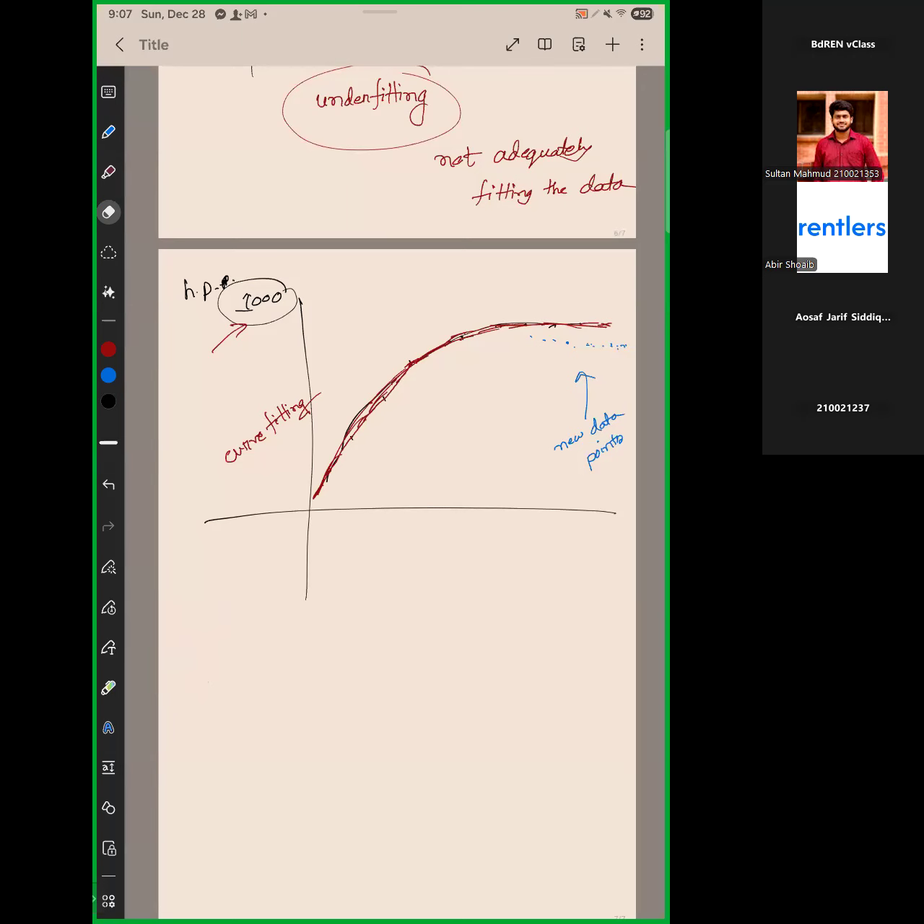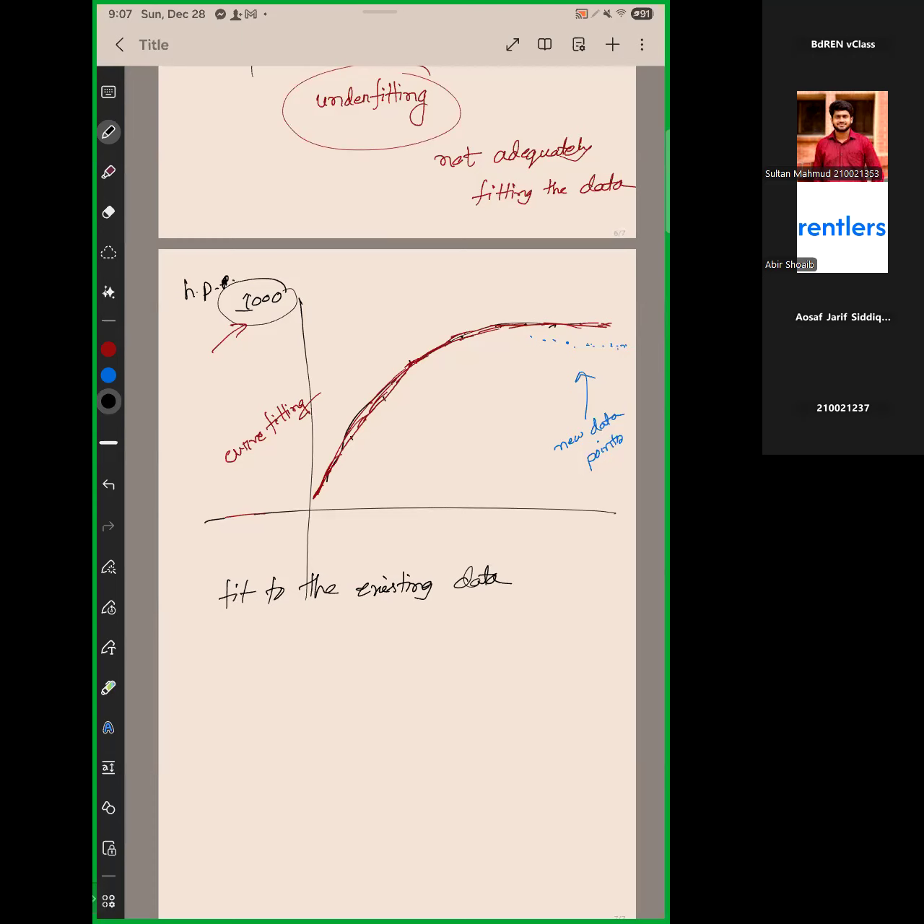Okay, what I was saying is, if you are in this scenario, if you fit the data perfectly, so it becomes fit to the existing data. Okay, the data that you have. But in a real world scenario, data can actually vary significantly.